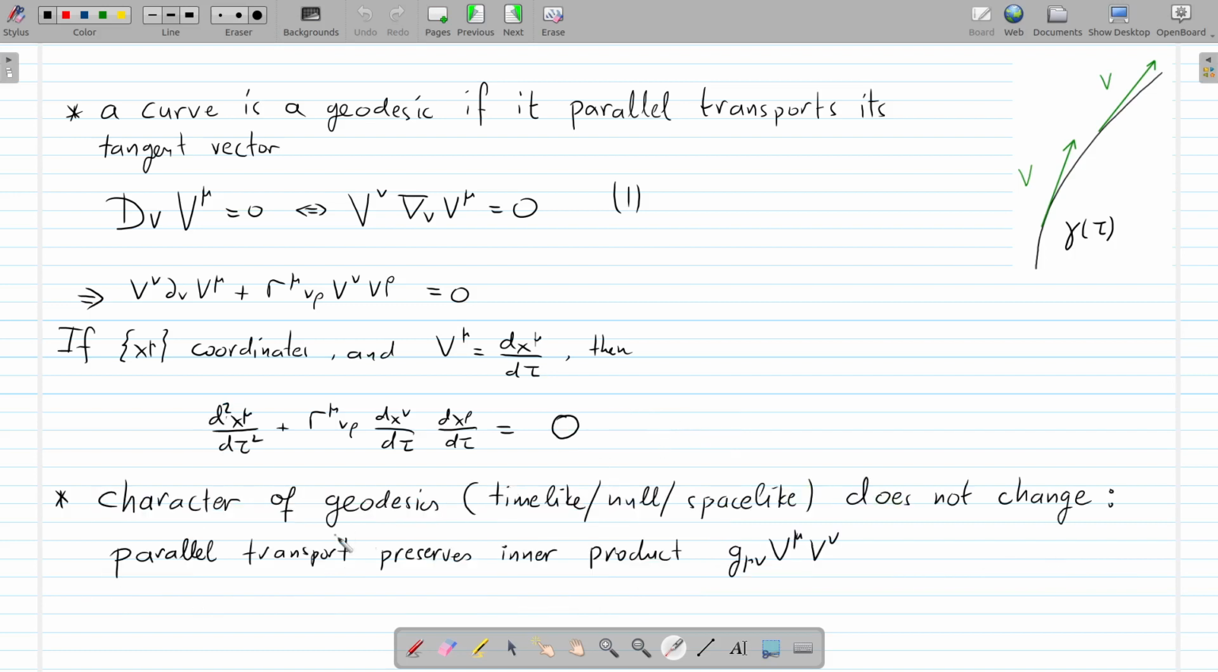We also notice that the character of the geodesics, whether they are time-like, null, or space-like, cannot change along the curve. And that comes from the fact that a metric-compatible derivative operator preserves the inner products, as we have seen in the previous video. So this inner product cannot change sign along the curve.